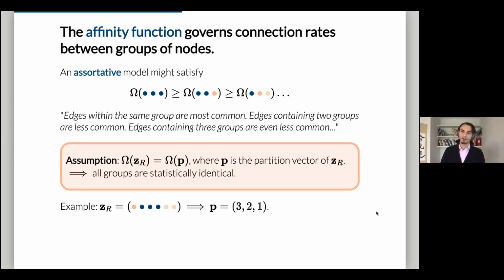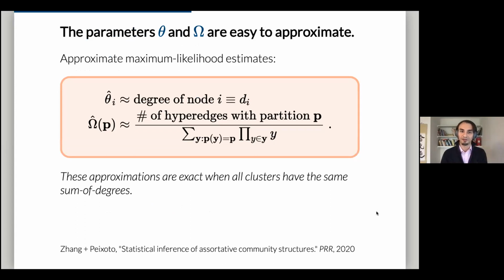When you make this assumption, a benefit is that it turns out it's easy to perform maximum likelihood inference for the parameters theta and omega as well. So we can estimate theta. It turns out that setting theta equal to the observed degree will work just fine as an approximation. Similarly, setting omega equal to this somewhat more complicated fraction will work well. We count the number of hyperedges that have the specified partition, and then we divide that by this somewhat gnarly sum product here, where we take products over clusters of labels. So this approximation is exact, again in the same case as before, when all clusters have the same sum of degrees. So this gives us an approximate maximum likelihood framework for estimating these parameters.